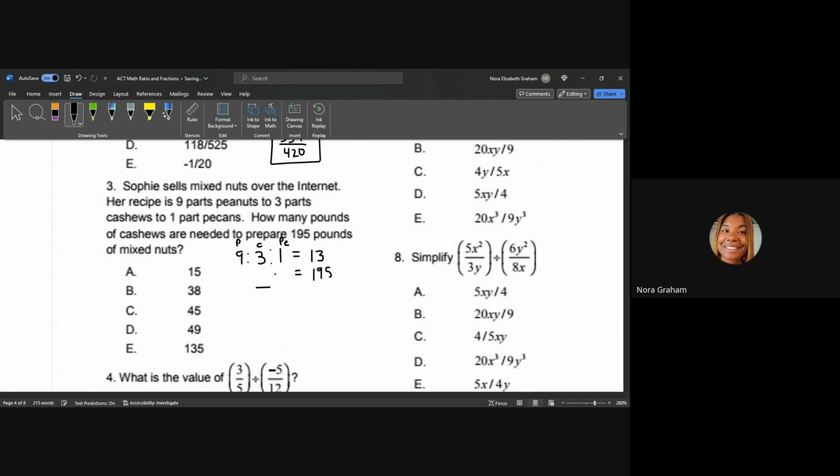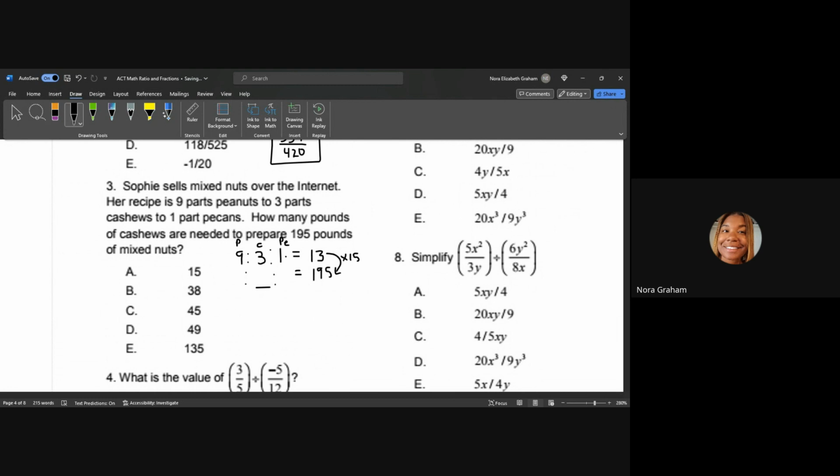But just for showing purposes, I could show you how we would find the rest of them anyways. So from here, I want to see how I got from 13 to 195. What did I multiply 13 by to get to 195? If you take 195 and divide it by 13, you'll see that 13 times 15 will get you to 195. So I want to do that to each one of these.